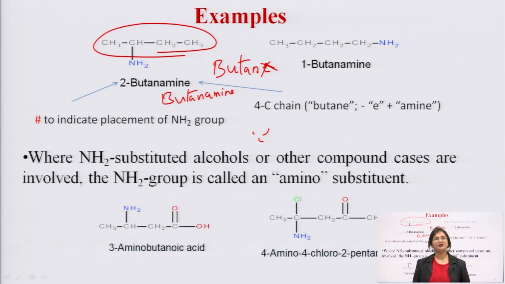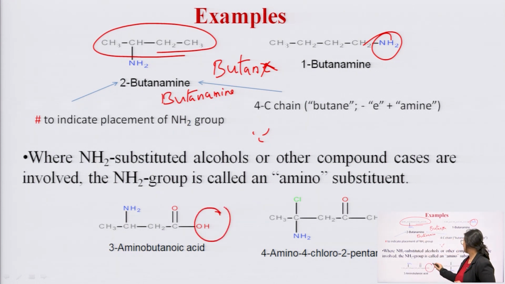Okay. So, for example, here 2-butanamine, 1-butanamine, which would be correct, as we said the lowest numbering must be given to the nitrogen atom. Where amine substituted alcohols or other compounds are present, the amine group is called an amino substituent. That is, wherever there is an OH group along with amine, then amine becomes amino. For example, 3-aminobutanoic acid.